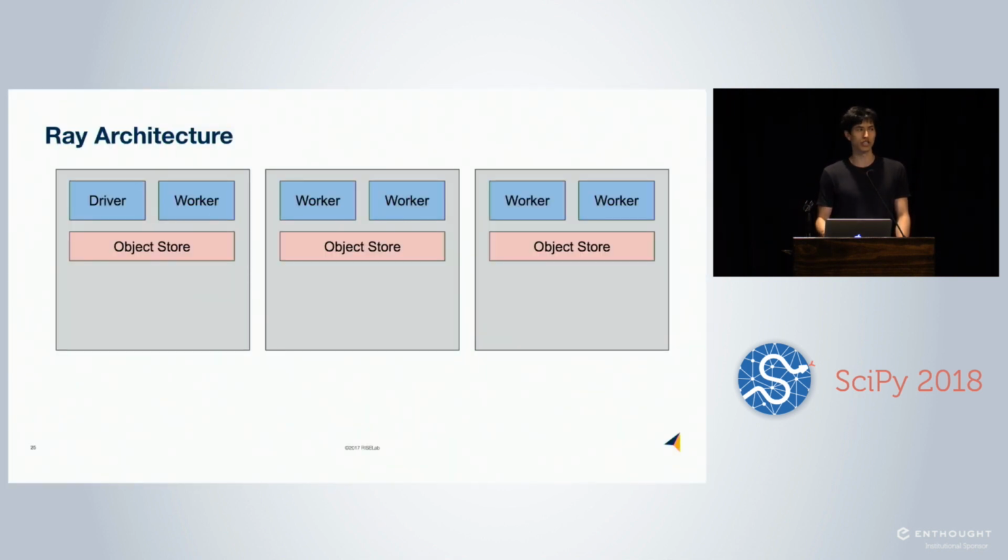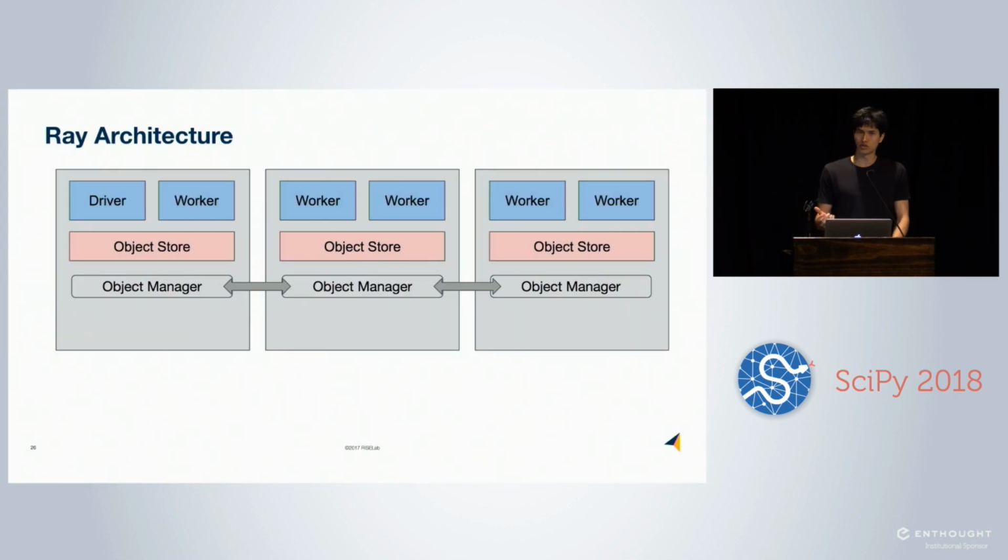So on each machine, there's a shared memory object store. This is something that's being developed as part of Apache Arrow. And I'll say more about that in a little bit. But it's absolutely critical for the kinds of performance that we're able to get, because you often have very large machines these days, and it allows all the workers on the same machine to access the same data without deserializing it or creating copies. So that's very important. We have an object manager, which is responsible for streaming objects between machines.